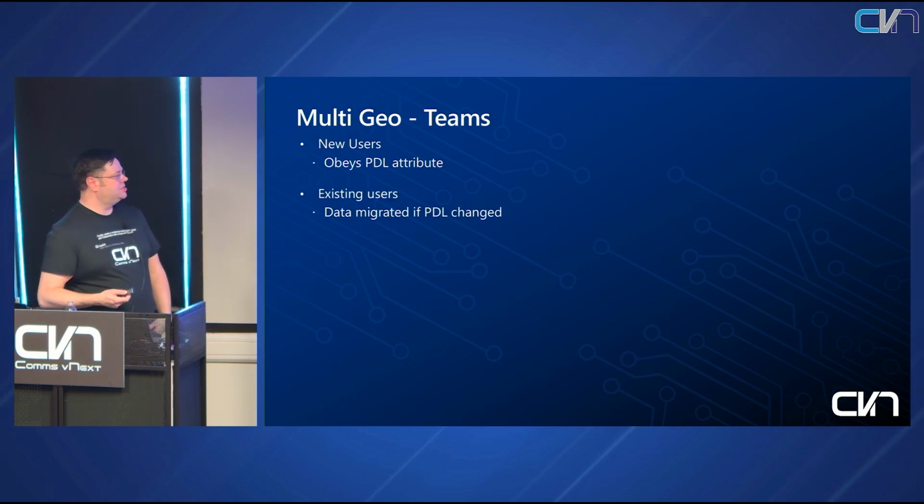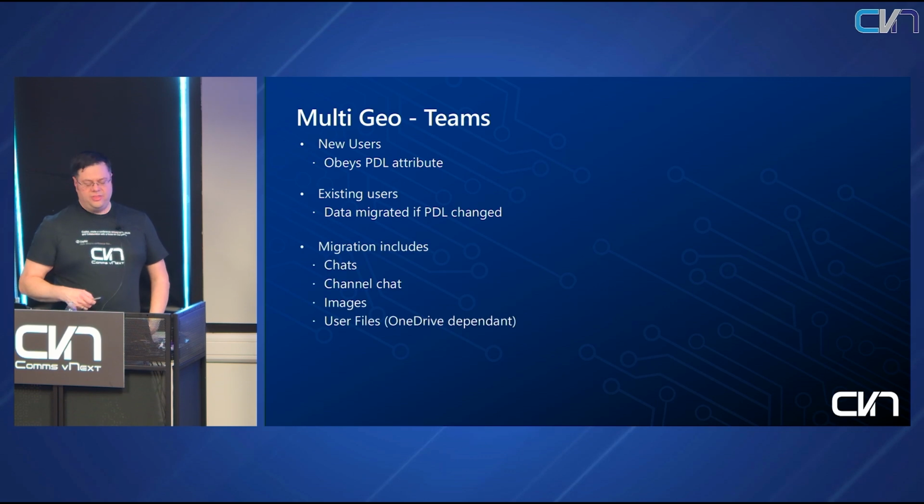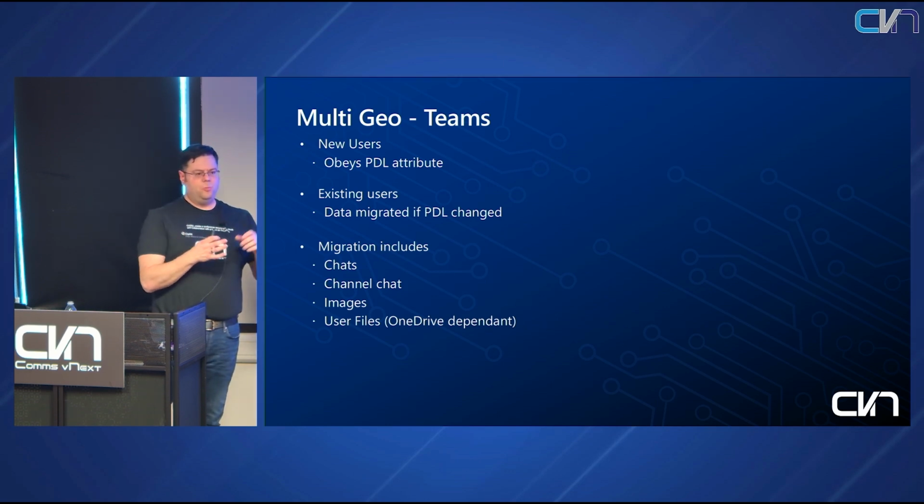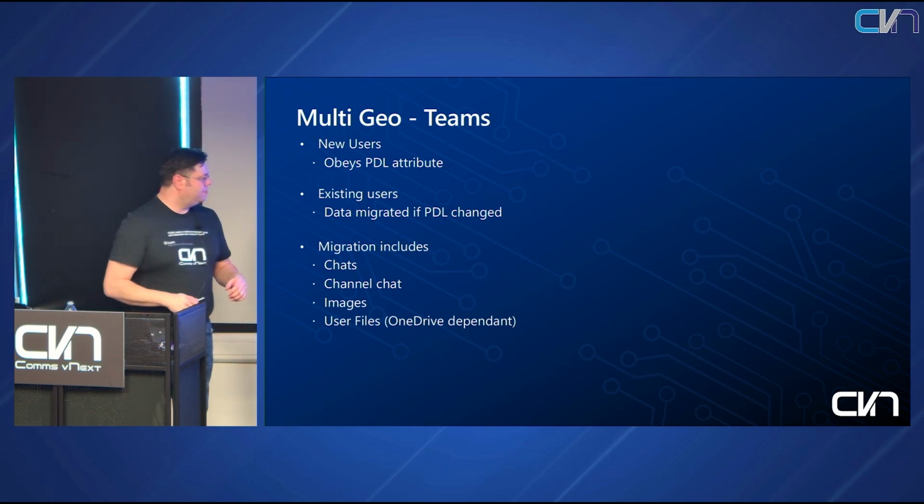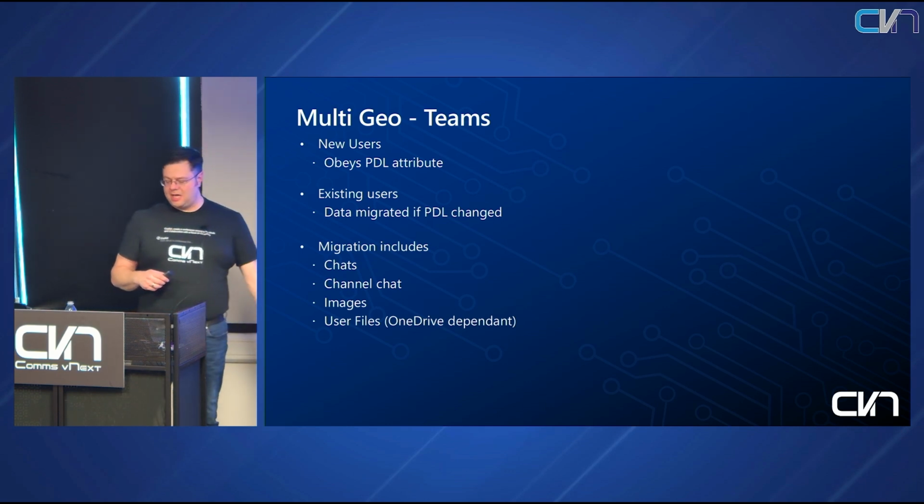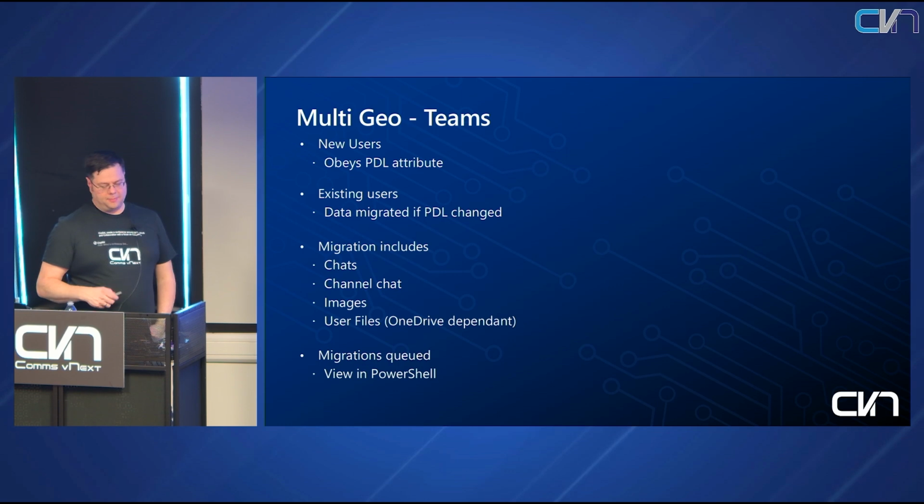If we have existing users and we change the PDL, then there is a migration process that kicks off behind the scenes. So the user's chats, channel chats, images, even though remember they're in that Azure weirdy thing, will get pulled and migrated to the other regional Azure weirdy thing. And the user's files, depending on what's happening with their OneDrive location. The migrations get queued. You can view them in PowerShell. There are some cmdlets you can run to have a look at the status of what is going on.